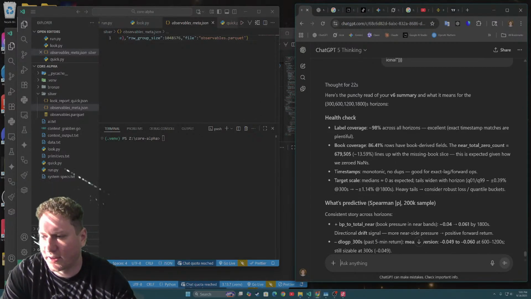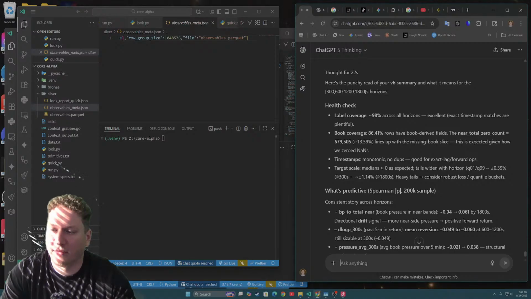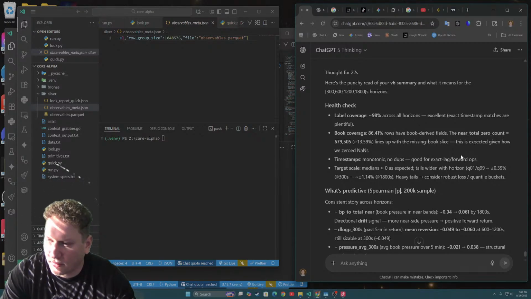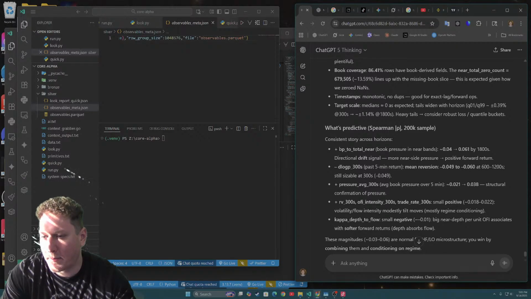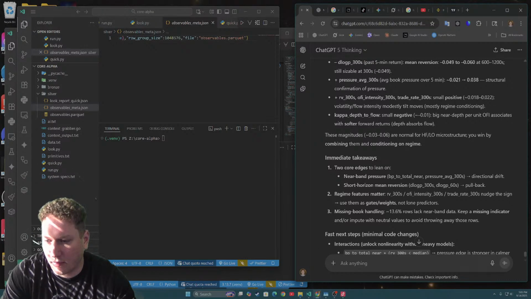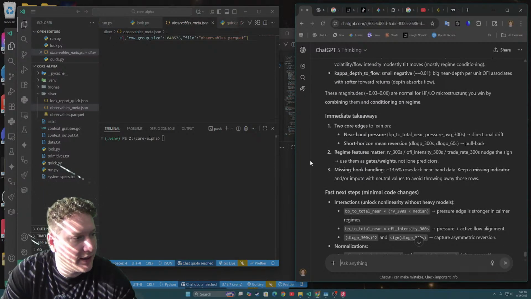Oh, here's a punchy read. All right, label coverage, 98%. Book coverage is 96. Rows have book-derived fields and near total. Okay, wait. All right. Okay, we're getting some immediate takeaways.